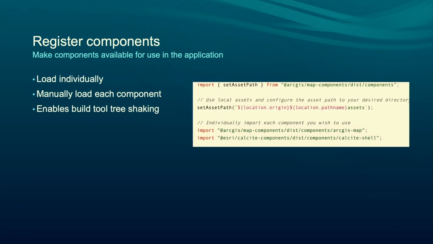So the other option is loading them each individually. So you manually load each component. So here we have that set asset path that we saw on the earlier slide, where we're pointing that asset path to those local assets. So this would be a case where maybe you set up that copy script in your package.json to copy those assets over. And then you individually load each or import each component that you want to use into your application.